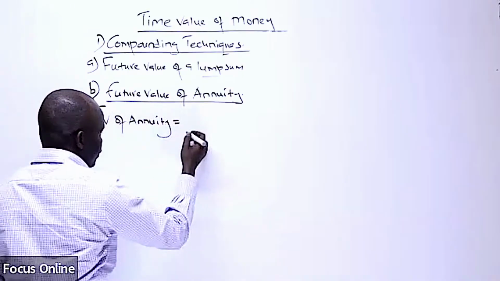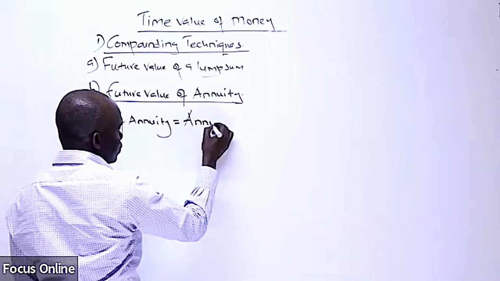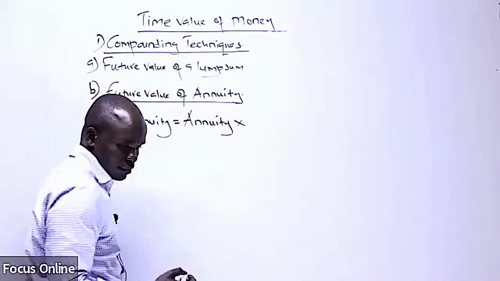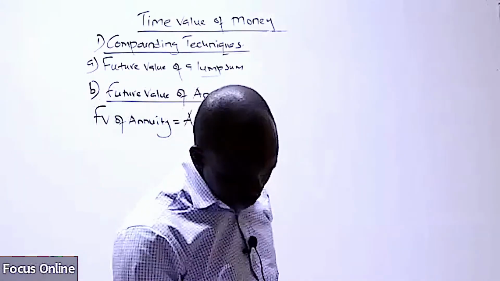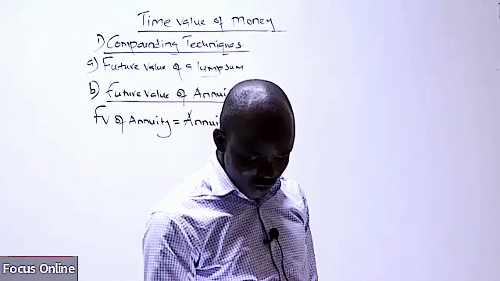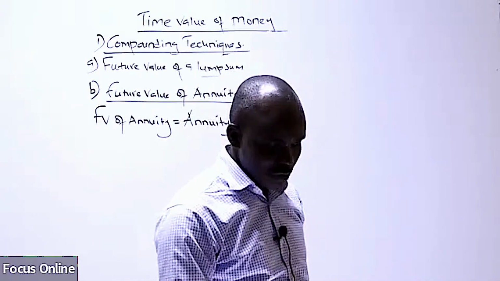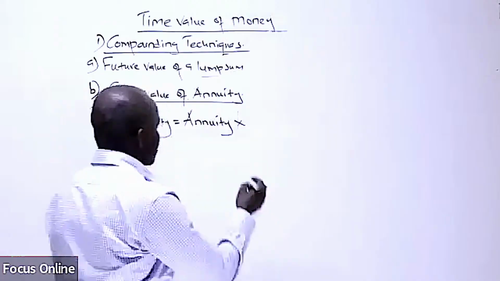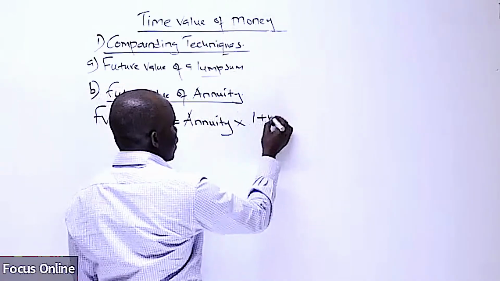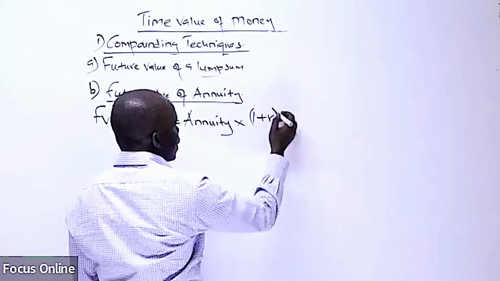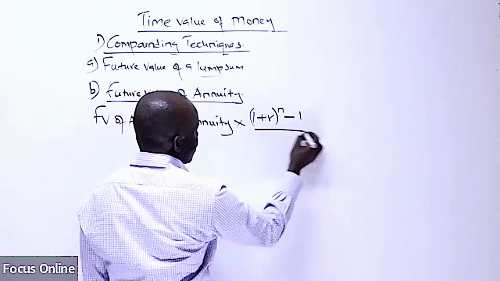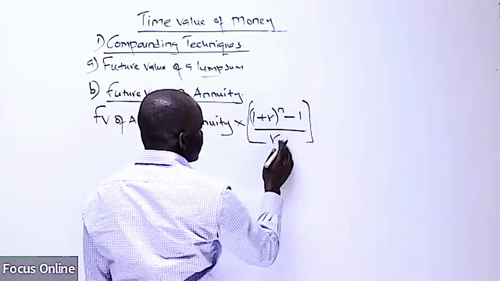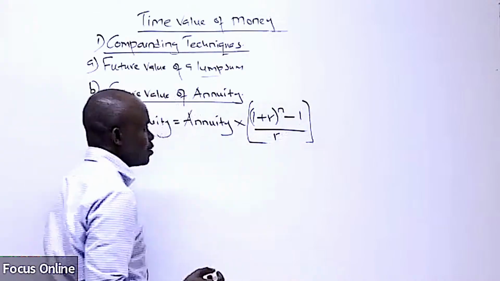Without wasting a lot of time, future value of annuity is equal to the annuity amount times the future value annuity factor. The future value annuity factor, you say 1 plus r power n minus 1 over r. That's how we get the future value of an annuity.